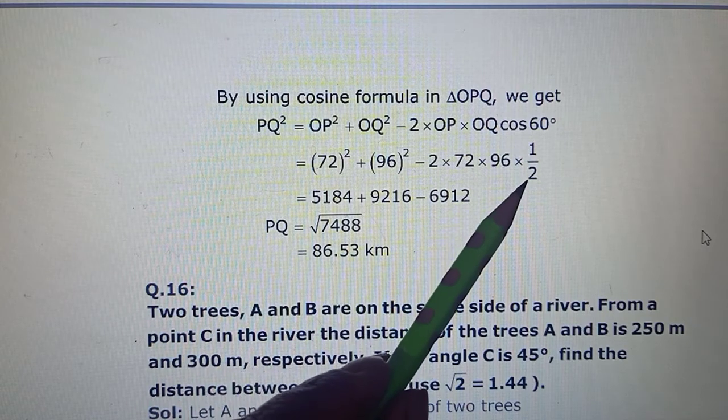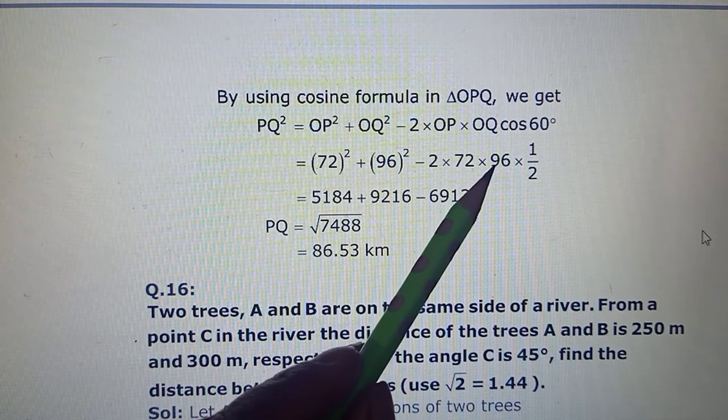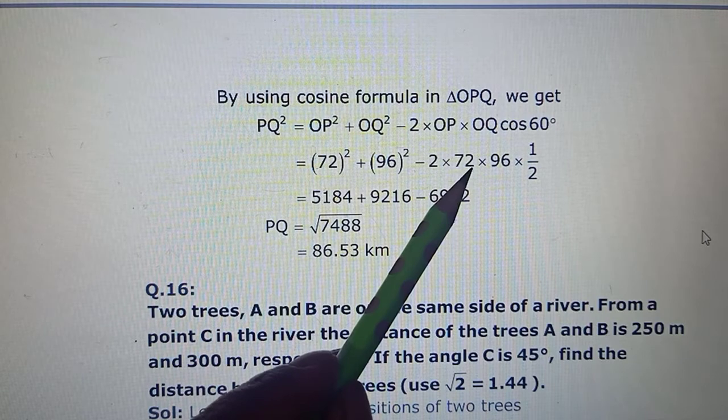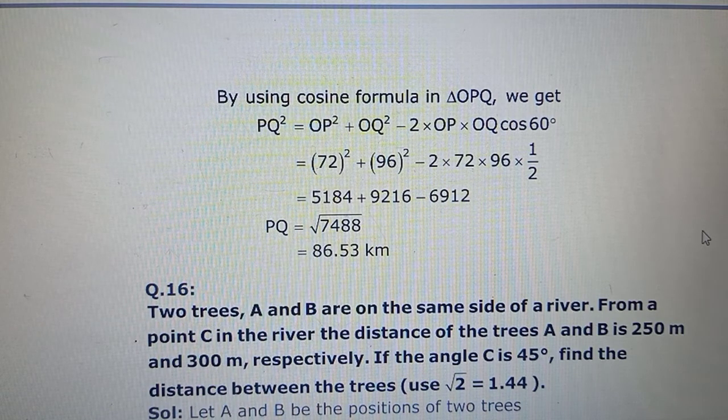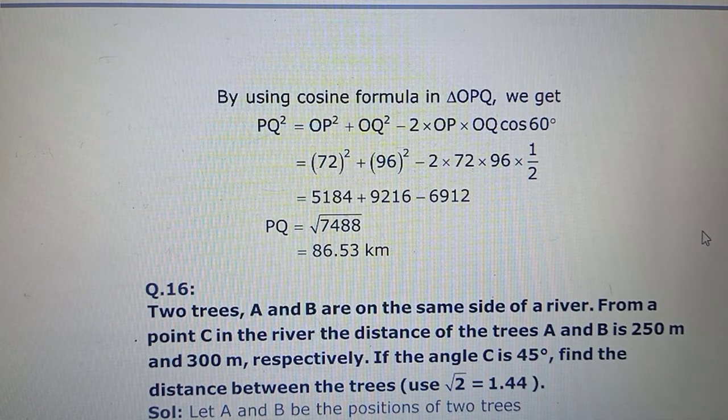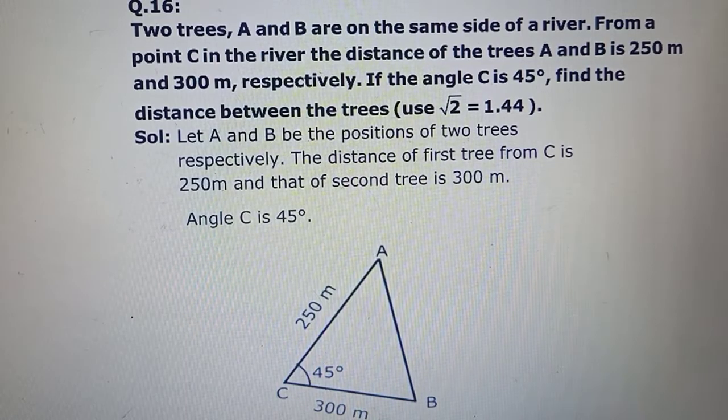Okay, so cos 60 we know is 1 by 2. This length अभी हमने वर्कआउट करी थी, 96 किलोमीटर्स ये कवर कर लेगा, 72 किलोमीटर्स इसने कवर करें. Put the values, work out, do your calculation, and then you can easily find the distance between those two ships. Okay, so that is how we have to make use of our sine or cosine formulas.